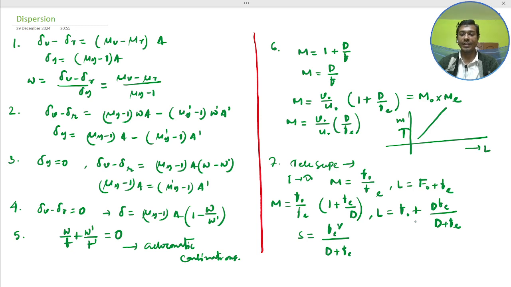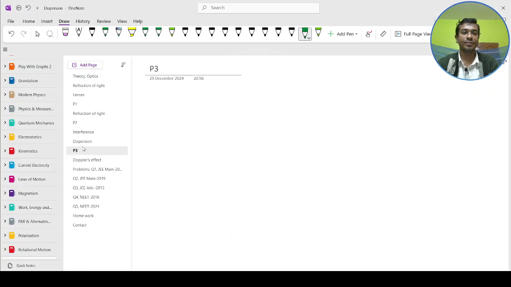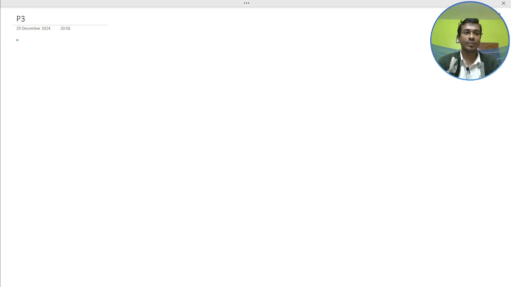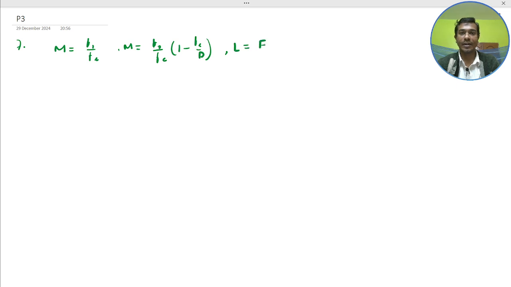Next one, the Galilean telescope, where for normal vision M is f naught by fe, and for distinct vision, it is (f naught by fe) (1 minus fe by D). The total L would be f naught minus fe, equal to v naught minus ue. This is very important.